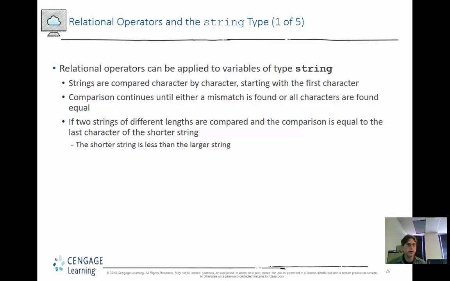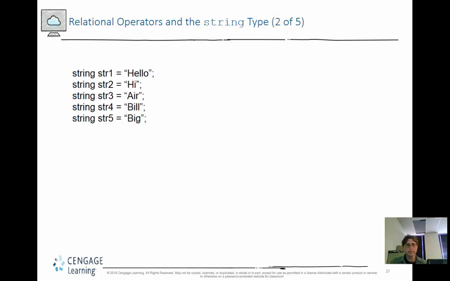If you have a situation where one string is comprised of the other string but maybe has some extra stuff on it, the shorter string is less than the larger string. So in general, it works like you would expect the dictionary to work, okay? But also keep in mind that it's comparing ASCII values, so case matters, right? An uppercase letter is always going to be lower than a lowercase letter in value because of the ASCII values. So let's look at their examples here.